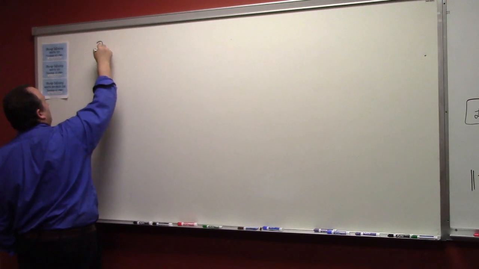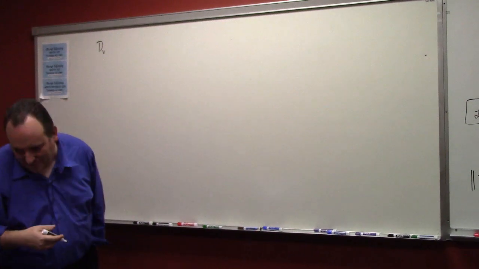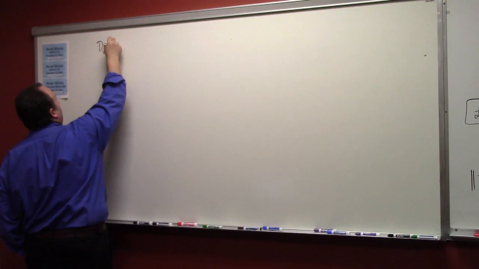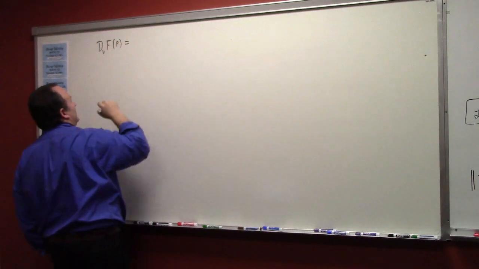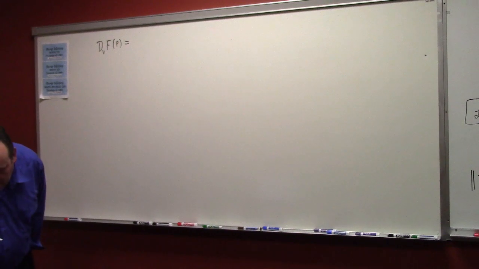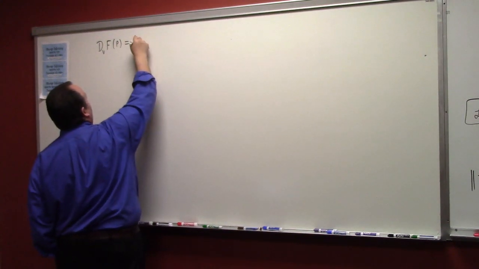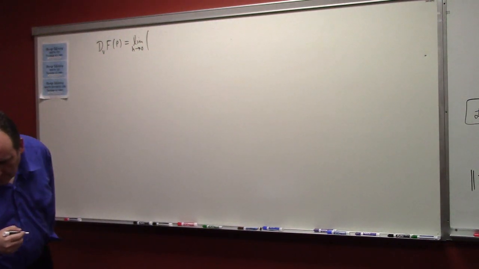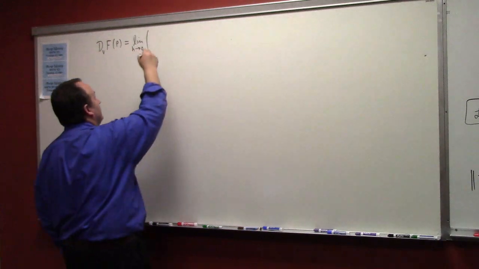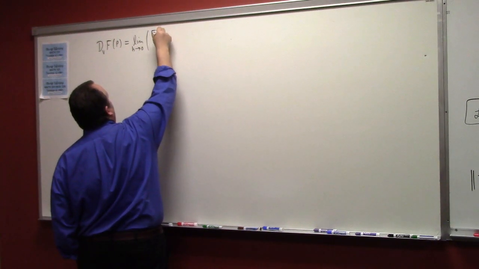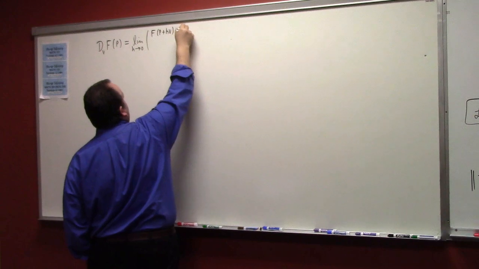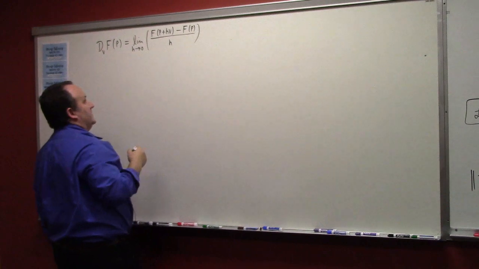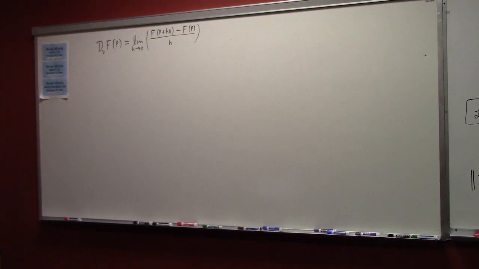Here's the definition, and I'll fix it in a second here. D_v f of P, I'm going to put a P there instead of an A, is equal to the limit as h goes to 0 of f of P plus hv minus f of P, over h. Notice here h is a real constant. It's not a vector limit.